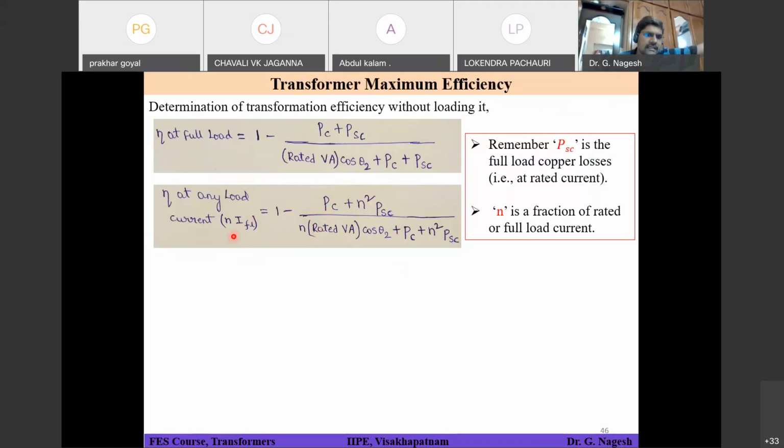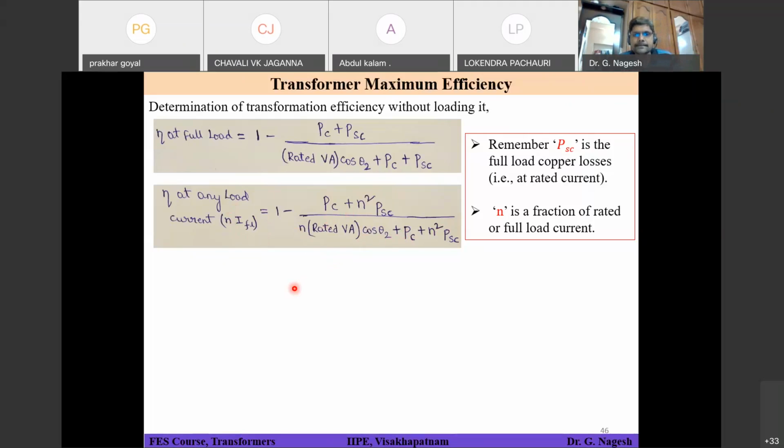So the losses occurring at this current, N into IFL, we have to calculate. This is the core loss and this is the copper loss occurring at N into IFL, so that's N square PSC. The rated output at this current will be N into rated volt amperes into cos of theta 2. Output plus losses, the same thing. So efficiency is 1 minus losses occurring at that specific current divided by output at that specific current.